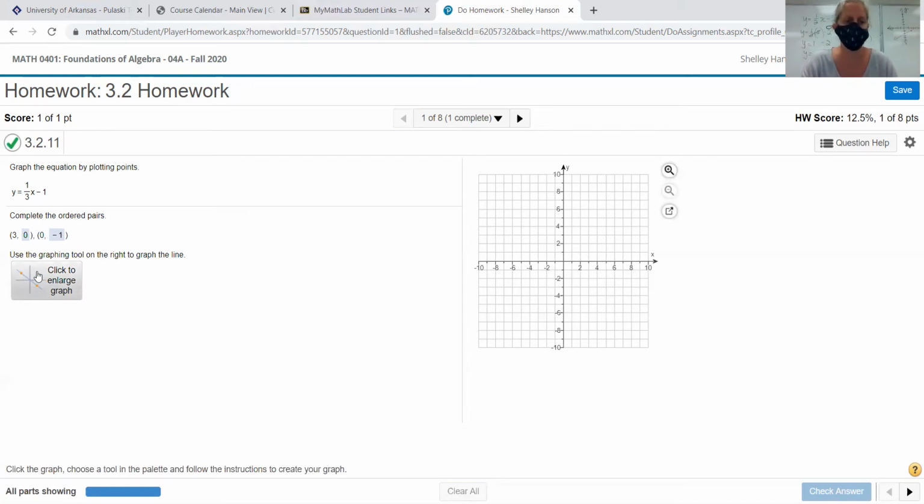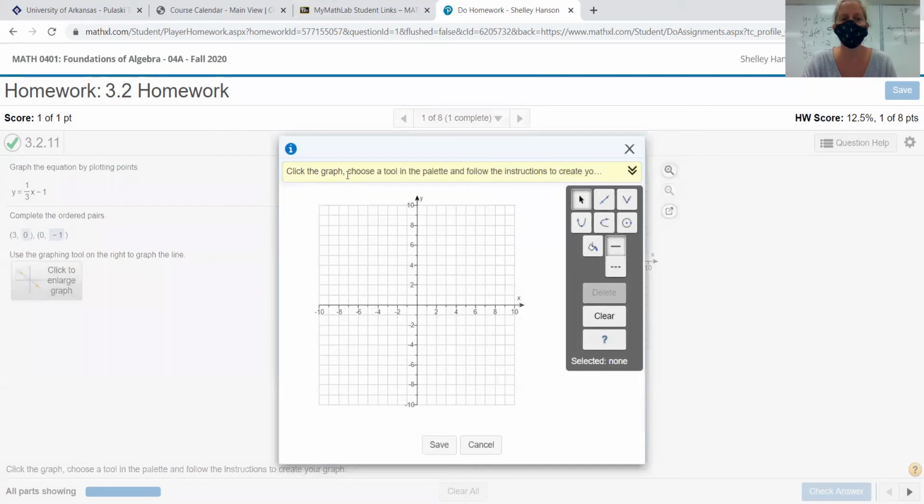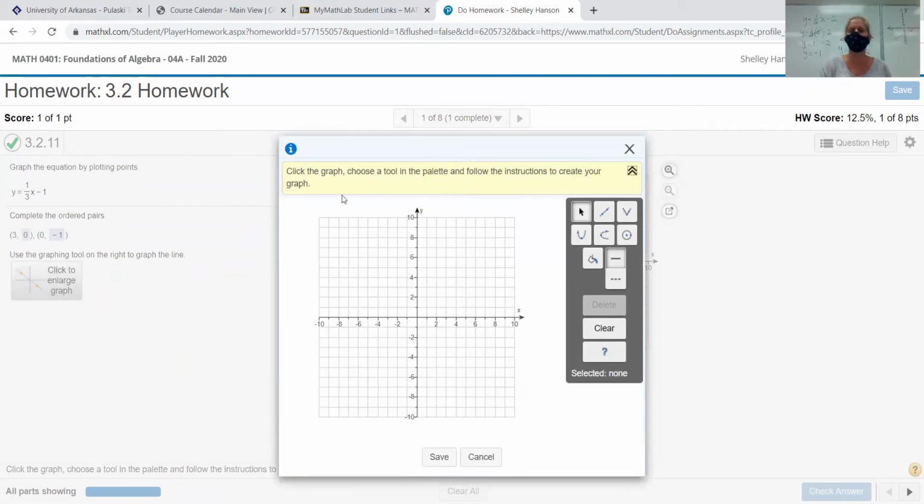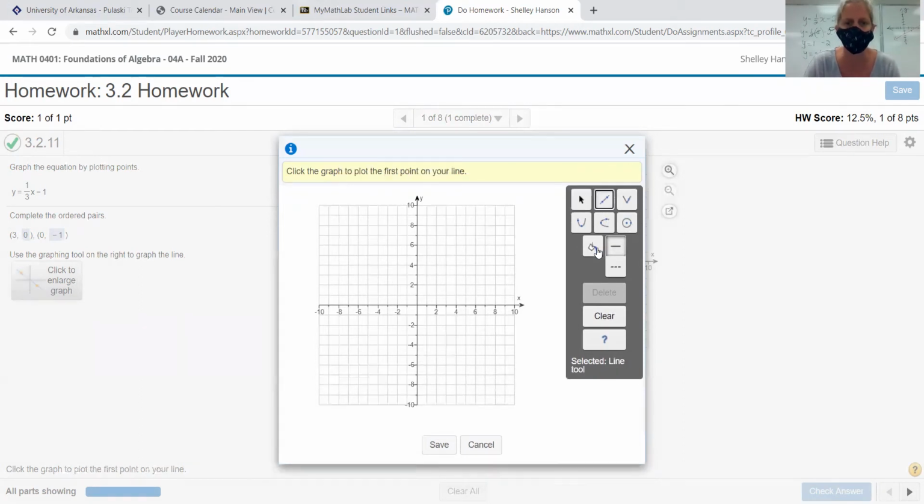Now, here's where we need to practice our graphing. So we're going to click over here to enlarge graph. Now, if you look in this yellow rectangle, it gives you the step-by-step instructions. It says click the graph, choose a tool in the palette. So here's my palette. You're always going to be clicking this line, okay? If you hover over it, it's going to call it a line tool. Everything that we're going to be graphing here is going to be lines. So we need to tell MathLab that we're going to graph a line.